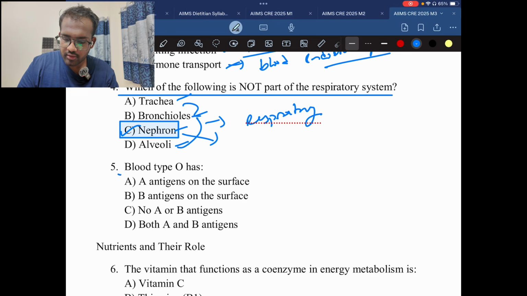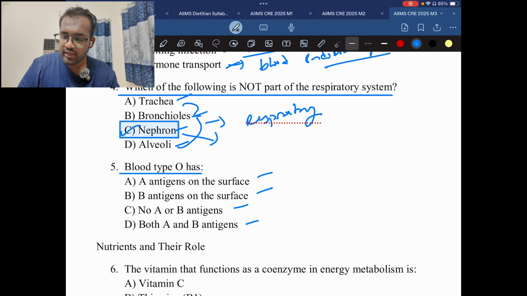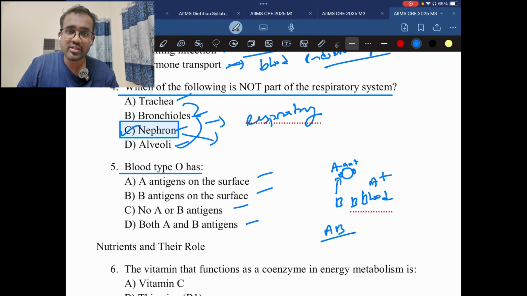Question number 5. Blood type O has: A antigen on the surface, B antigen on the surface, no A or B antigen, or both A and B antigen? First understand what the A antigen, B antigen and AB antigen are. If a blood molecule has A antigen attached to it, then it is called A blood group. If it has B antigen attached to the blood, then it has B blood group. And if both A and B antigens are attached to the blood, then it is called AB blood group.